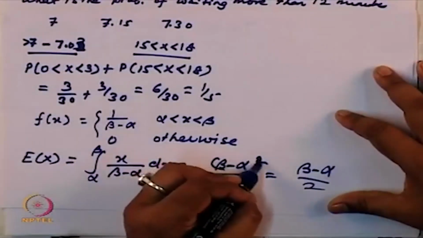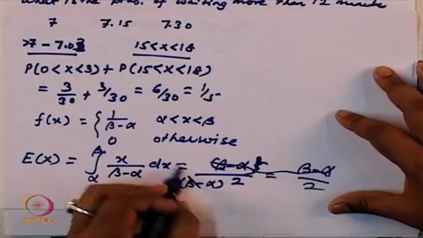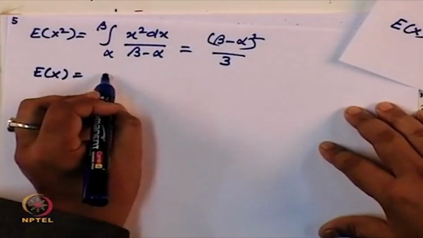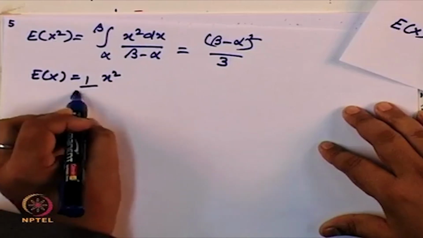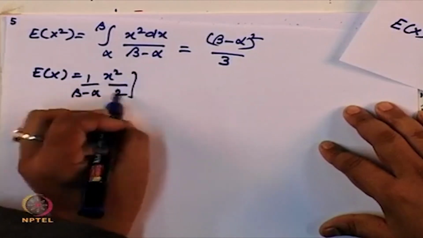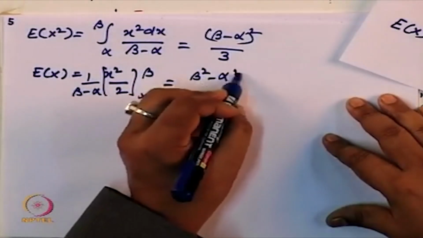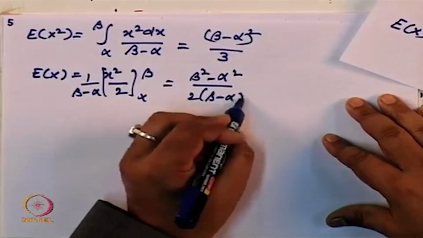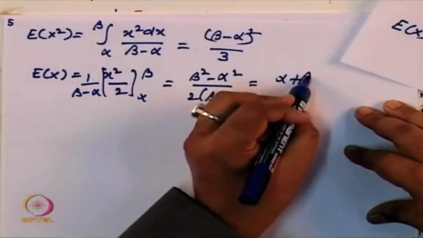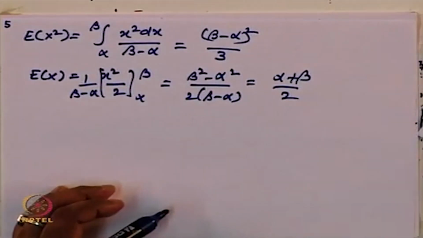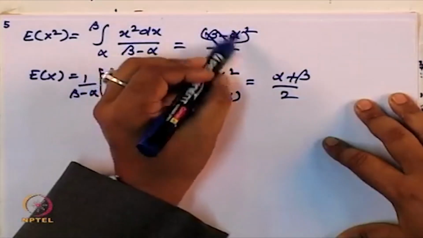Sorry, I think I have made a mistake. Wait, let me redo this. So, your expectation of x is the integral of x, so 1 by beta minus alpha into x square by 2 between alpha to beta, equal to beta square minus alpha square by 2 into beta minus alpha, which is equal to alpha plus beta by 2. So, that makes sense. On an average, you will get a value which is the average of alpha and beta. This also I will redo.